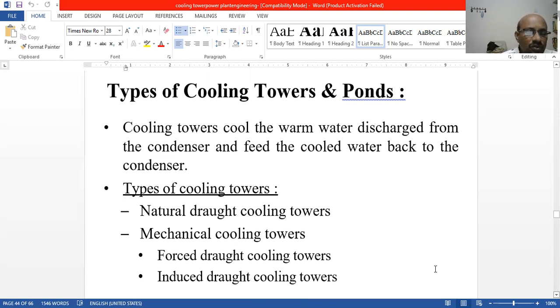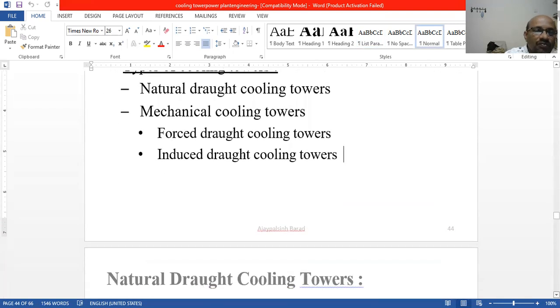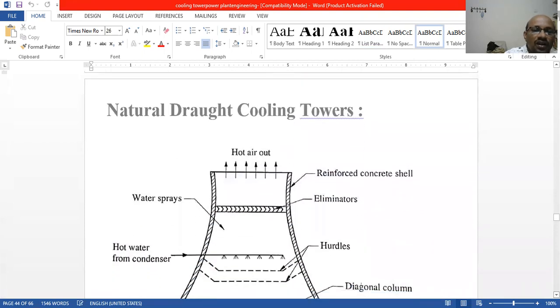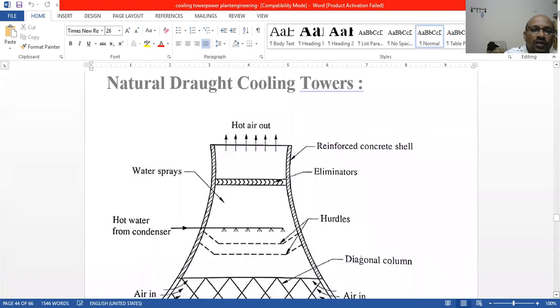What are the types of cooling towers? Natural draught cooling towers, mechanical cooling towers, forced draught cooling towers. We'll see them one by one. What is a natural draught cooling tower?